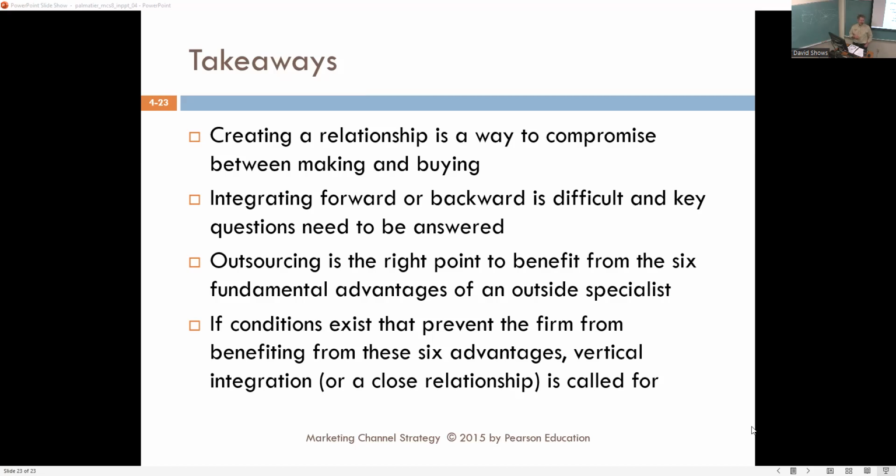However, you have to have the resources. It's not always cut and dried. And you start from the outsource.